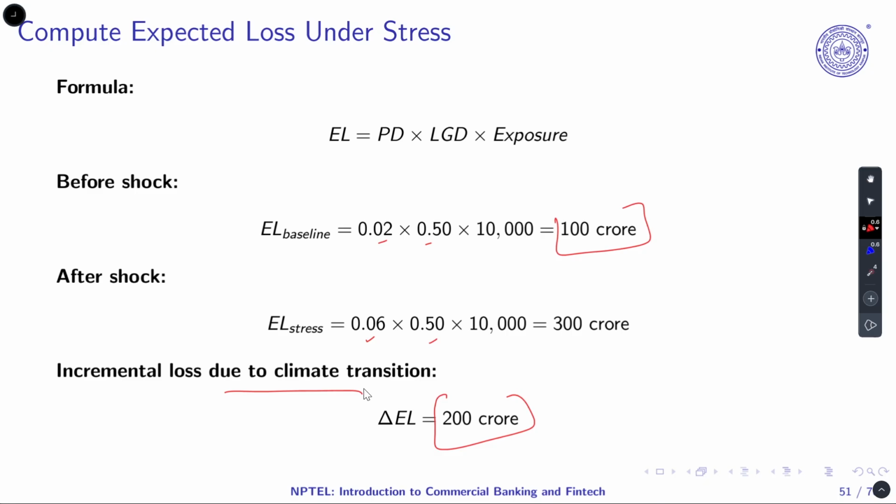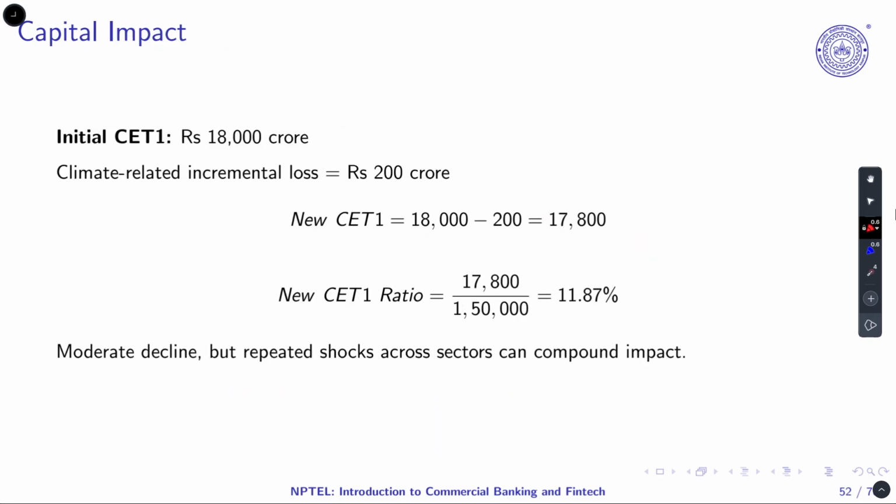And 200 crore is what the bank will have to think about absorbing if they have sufficient CET1, otherwise they will have to look for a capital buffer. So this is where it is very, very crucial to understand how over a period of time the banking sector regulation is changing and they are incorporating new rules. Suppose initial CET1 is 18,000 crore, so this will be around 17,800.